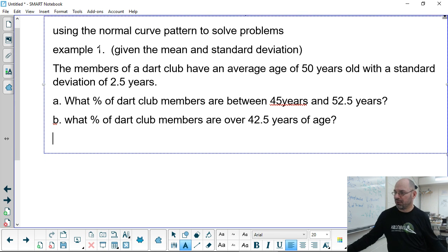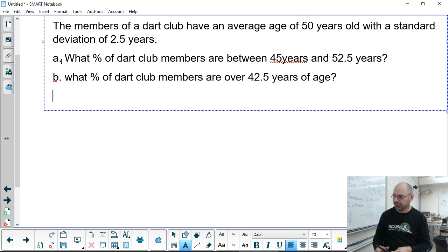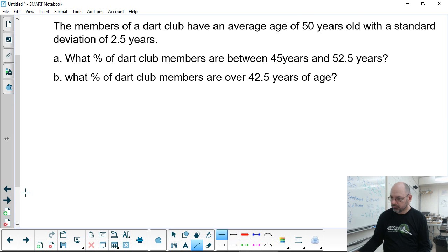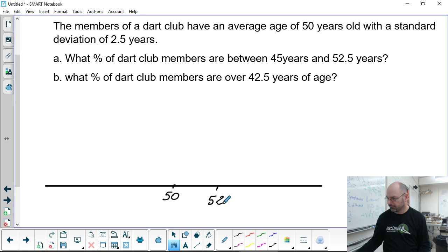So what you do here is you draw your basic normal curve shape, or you can just reference page 250. What I usually do is I draw a little sketch, and then my mean is going to be in the middle. My mean according to this data is 50, so 50 is here. That's the mean. One standard deviation is 50 plus 2.5, so that's 52.5. Two standard deviations is another 2.5 years, so that would be 55. And three standard deviations is 57.5.